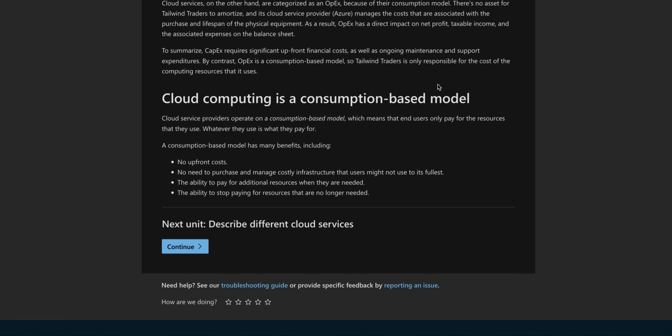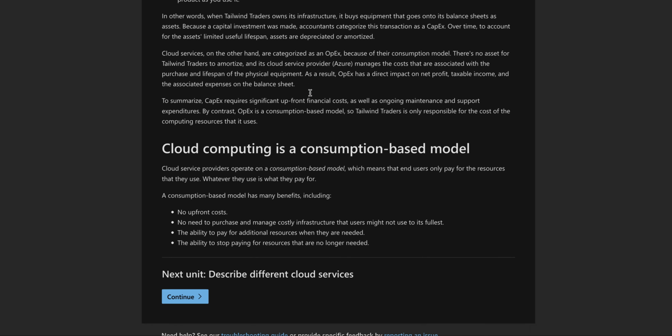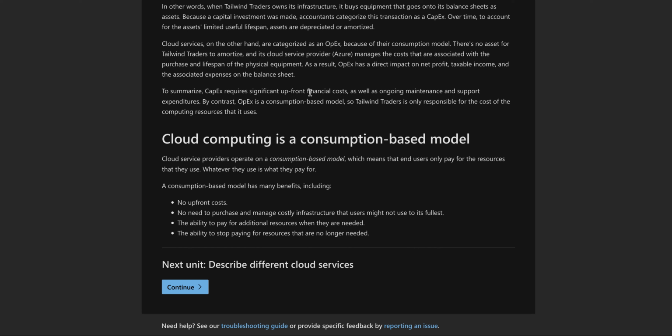Cloud service providers operate on a consumption-based model, which means that end users only pay for the resources that they use. And whatever they use is what they pay for. A consumption-based model has many benefits, which include no upfront costs. Unlike in capex, you don't have any upfront spending. There is no need to purchase and manage costly infrastructure or hardware that users might not use to its fullest, and the ability to pay for additional resources when they're needed.